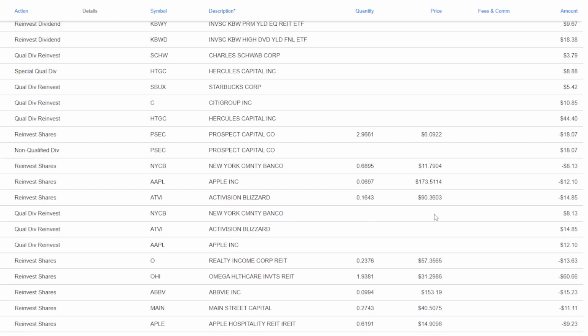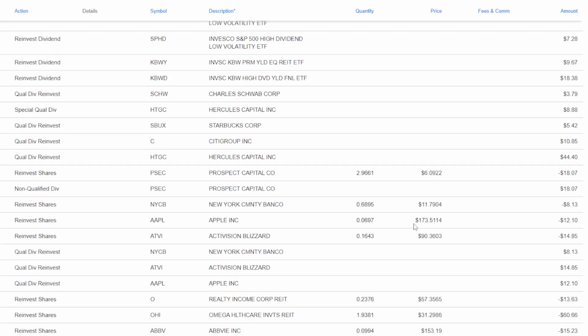Let's get into a couple more here while we're at it. We've got Activision Blizzard paid $14.85. That is a 0.164 reinvestment there. Not too bad. Apple Incorporated, not known for the dividend, obviously, $12.10 there. Reinvest for 0.069. I'll be plenty fine with that. New York Community Bank pays a good dividend here too. $8.13 paid from them, which is the equivalent of 0.68 shares.